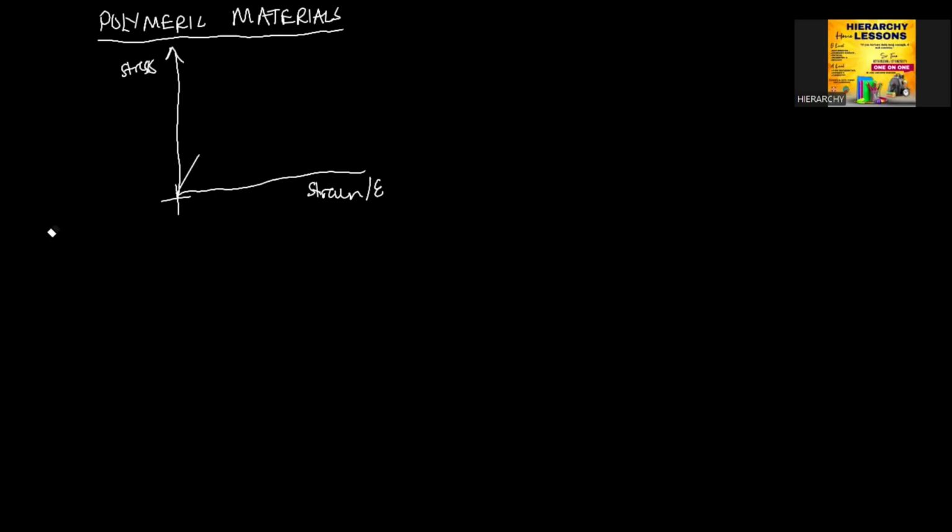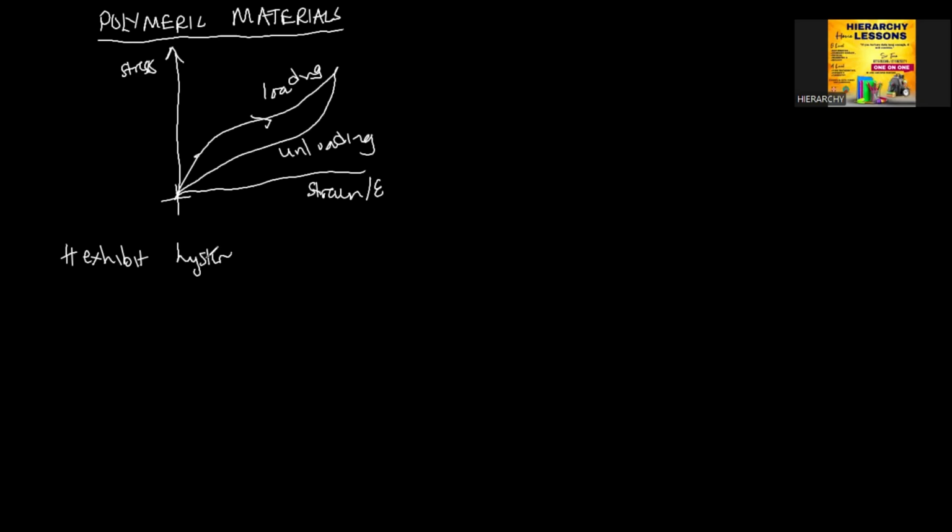When we're talking about transformers, we did this graph. This is the loading, and this is the unloading. Polymeric materials have neither elastic nor plastic deformation. They exhibit what we call hysteresis. Remember the hysteresis loop. The region between the loading and unloading is called the hysteresis loop.